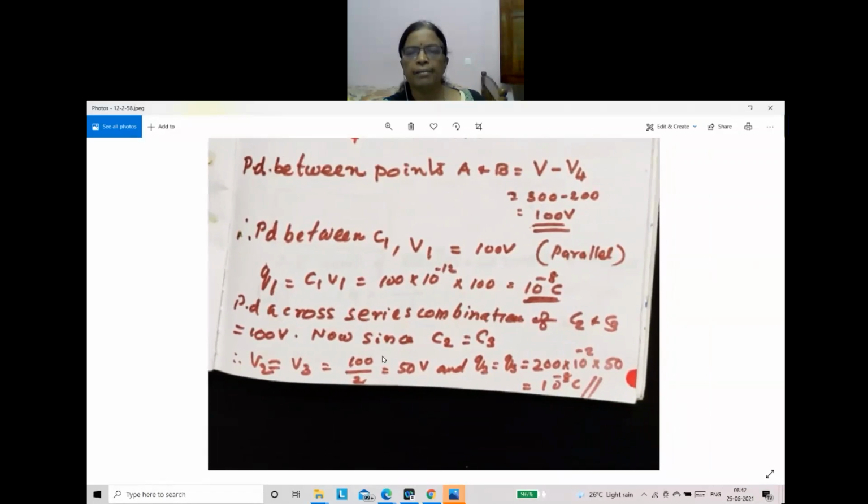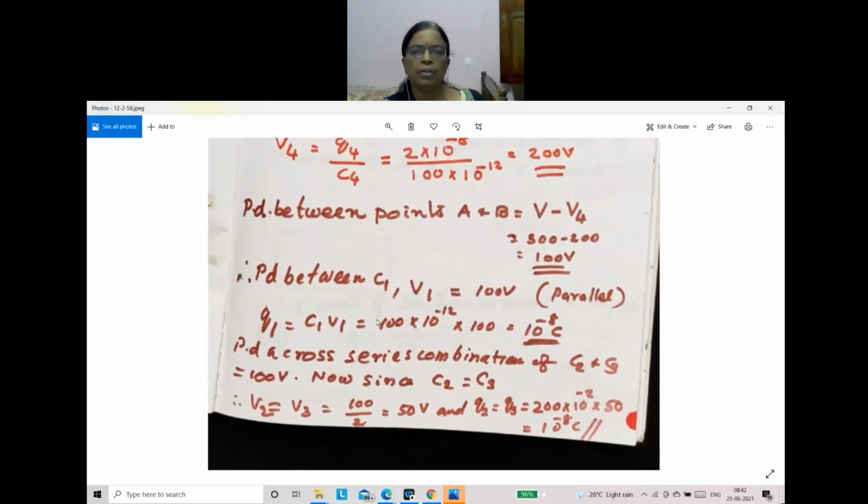Therefore, Q2 and Q3 will be C2 V2. That formula you can use: C2 into the potential difference 50. Note that it is minus 12 there, not minus 2. The 200 picofarad mistake was in the writing; it should be minus 12. So it will come to 10 raised to minus 8. So we can also state the potential difference across C1.